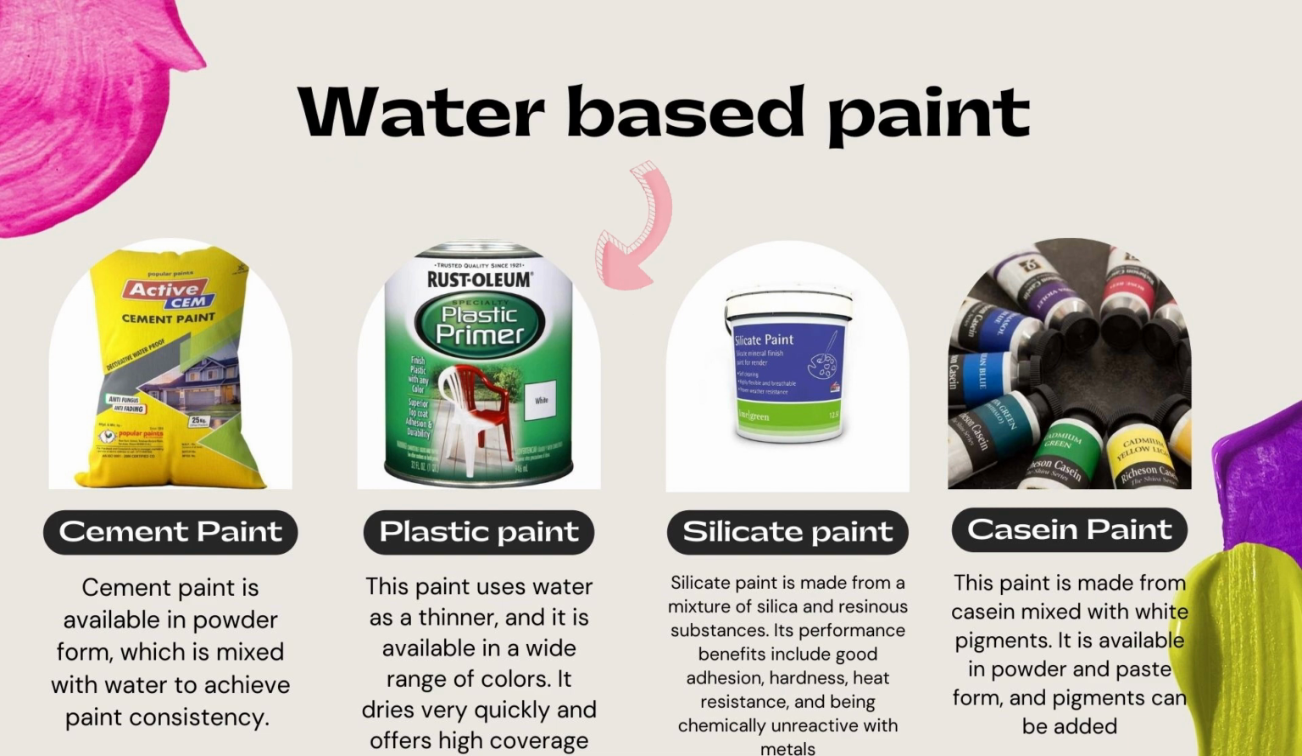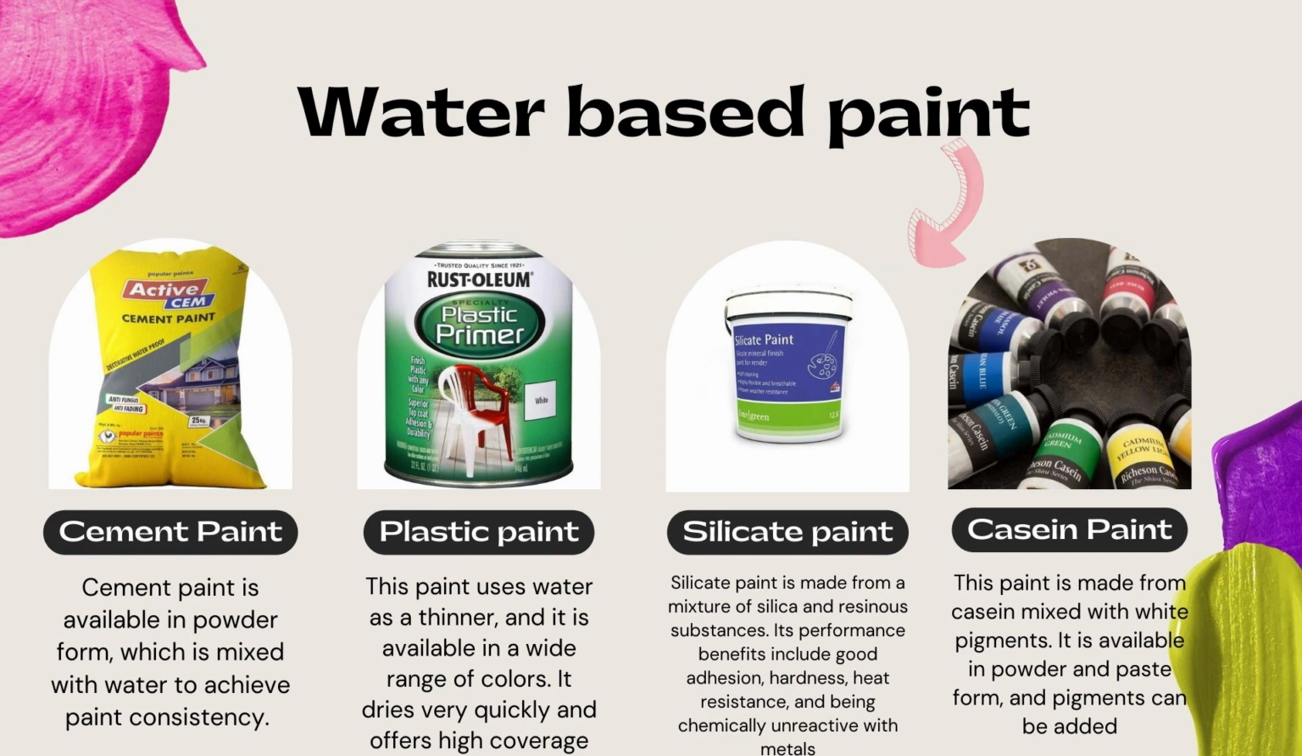Next is the plastic paint. This paint uses water as a thinner, and it is available in a wide range of colors. It dries very quickly and offers high coverage. The following are some common applications: walls and ceilings of auditoriums, showrooms, display rooms, slabs, and decks.